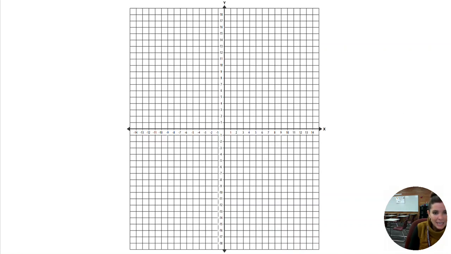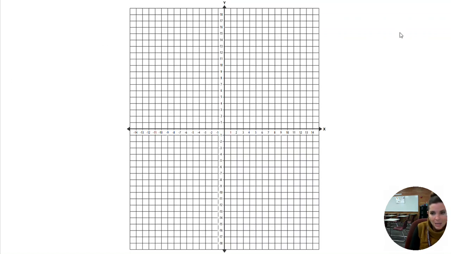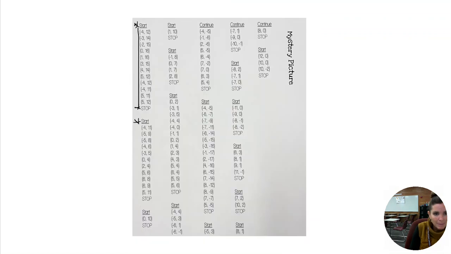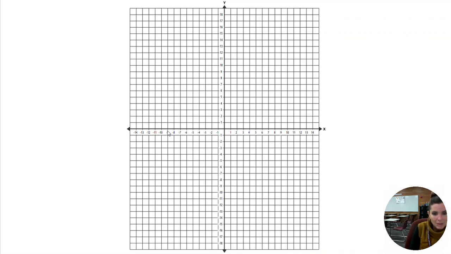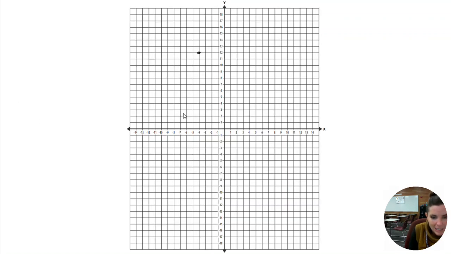So let's go ahead and look at how this is going to work. For the first point, it says (-4, 12). So from the origin, we're going to go to -4, and then up to 12, and put a point right there. Then we're going to plot the next one, which is (-3, 14). So to the left 3, up 14. We plot a point right there.